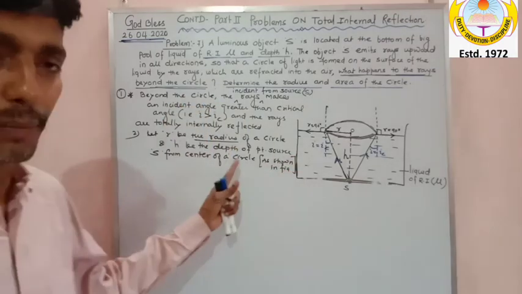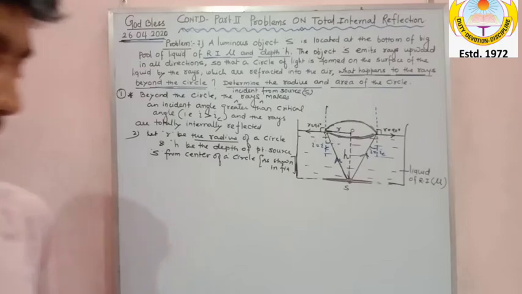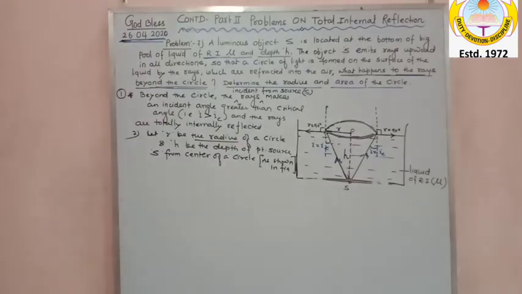I hope it is clear, my dear. So you are all aware of what the criteria is. You can see that here I have taken h as the height and r as the radius, which you can see in the figure, and h is the height, or you can say the depth, of the point source of light, which is at the bottom.